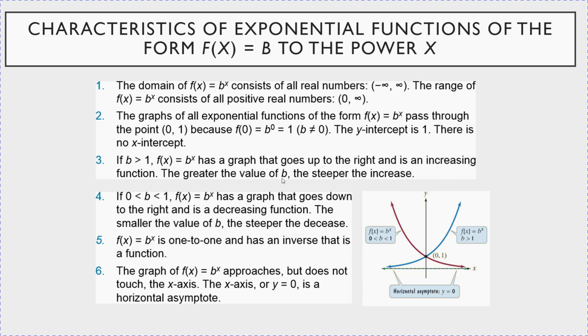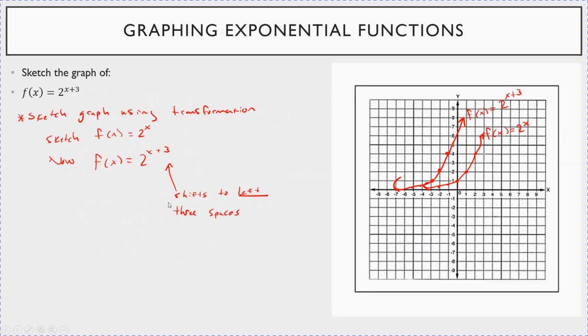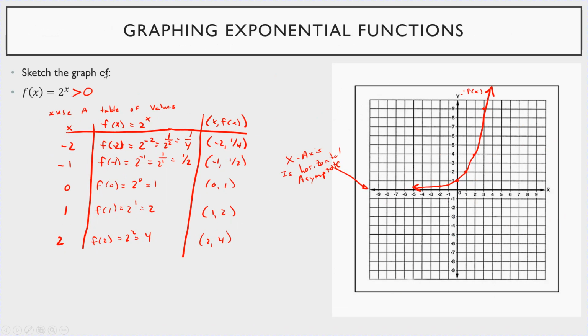So the domain of f of x equal to b to the x is all real numbers, from negative infinity to infinity, and the range consists of all positive numbers. I was kind of hinting at that with the asymptotes. It's 0 to infinity. Going back here, the domain is all real numbers, I'll even write that down. And the range, what you're seeing here, is 0 to infinity.